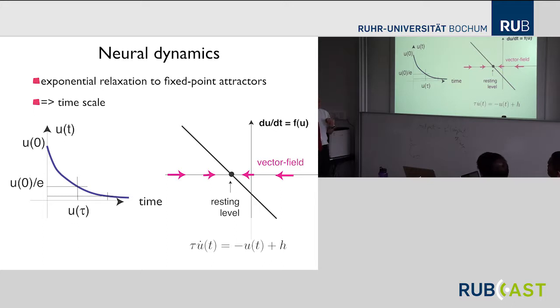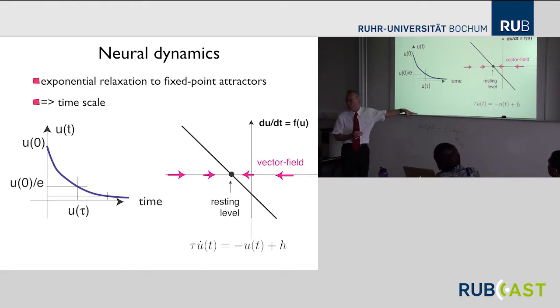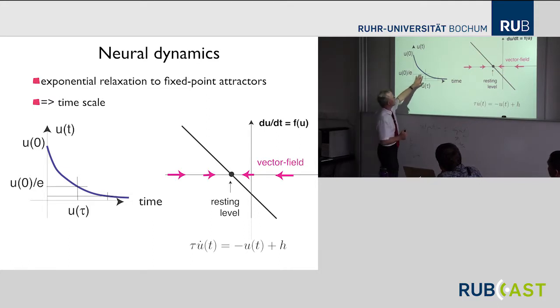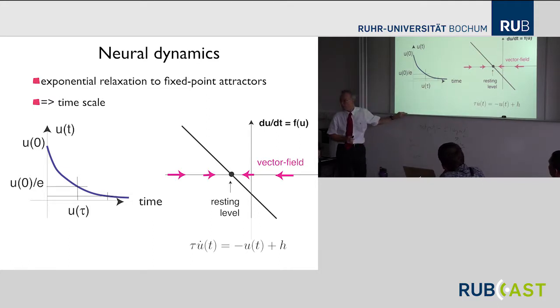Now, I didn't emphasize this morning this property of linear dynamics, and I'm doing this now because timescale is such a pervasive concept. So if you have a linear dynamical system, you get an exponential solution. Actually, I drew this by hand. It's not quite perfect, as you see, but it's supposed to be an exponential.